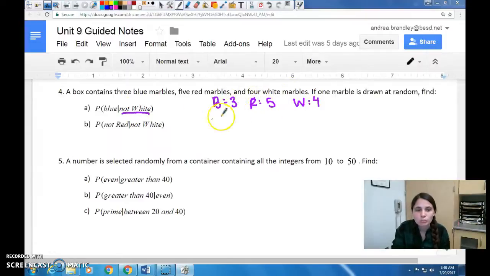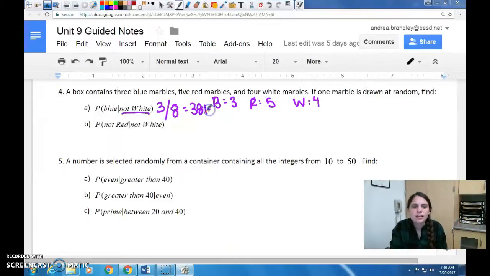So the probability that it's blue: we have 3 blue marbles out of, if we add our 3 and 5, we have 8 total that are not white. So 3 out of 8 is our probability that the marble is blue, given that it's not white. And again, if we put that in a calculator, that comes out to be 38%.